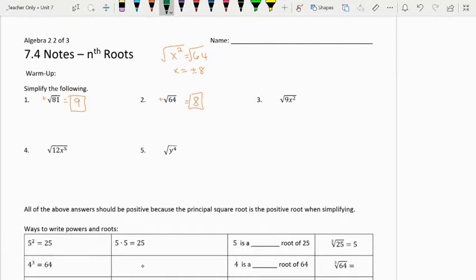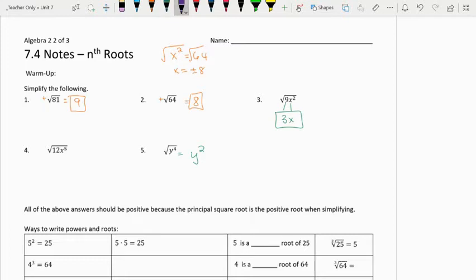For number 3, hopefully it was easy for us. This would just be 3x because the square root of 9 is 3. The square root of x squared is x, right? So the same thing applies to number 5, right? The square root of y to the 4th would be y squared, because y squared times y squared gives me y to the 4th.